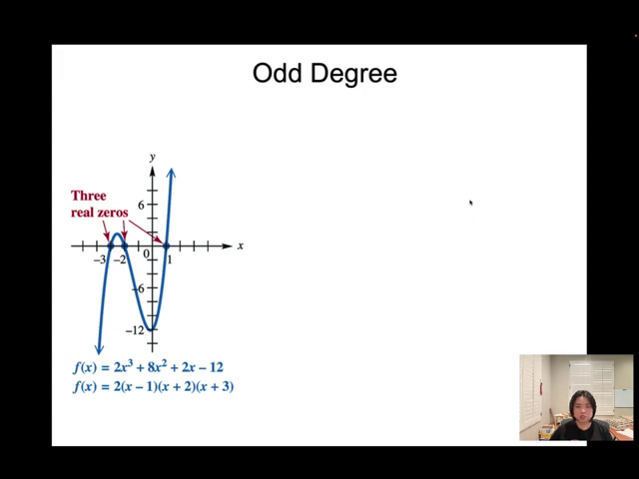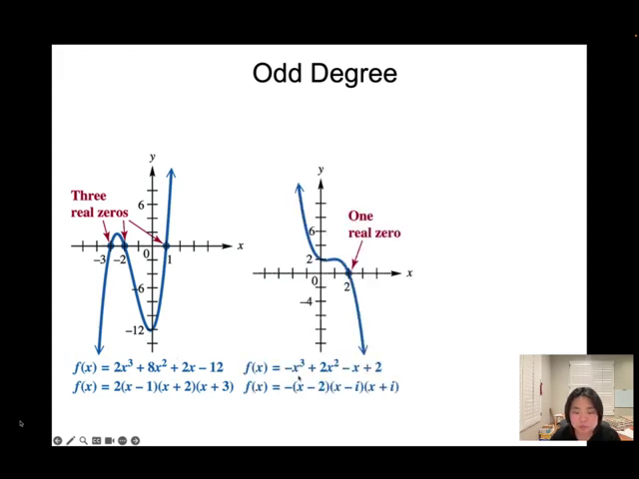Okay, arc degree. Let's look at the polynomials. We always look at the highest degree of the polynomial. This one, we have a 2x cubed here, so you know the graph is going to look like this. And you can see after we factor out, we do have factors x minus 1, x plus 2, and x plus 3. These three points will be the zeros: x equal to 1, x equal to negative 2, and x equal to negative 3. We do have three zeros here.